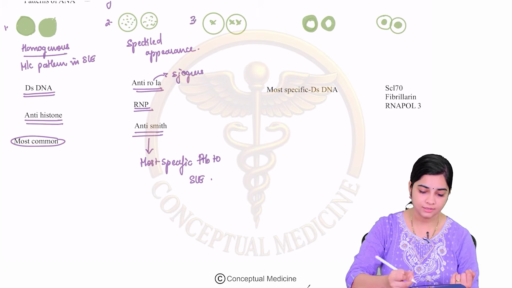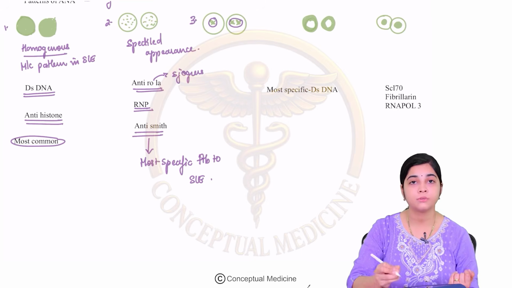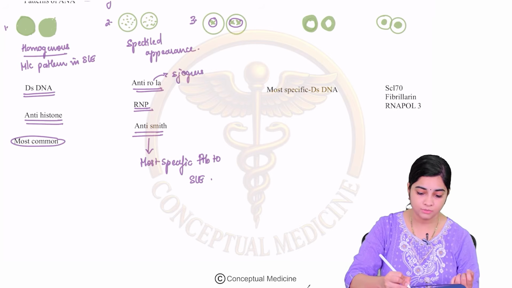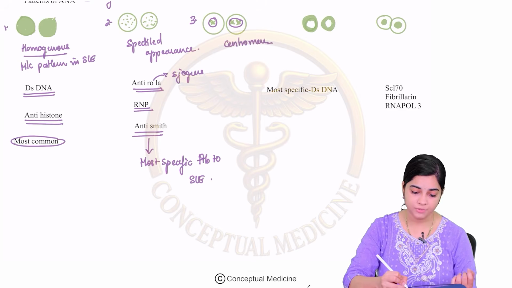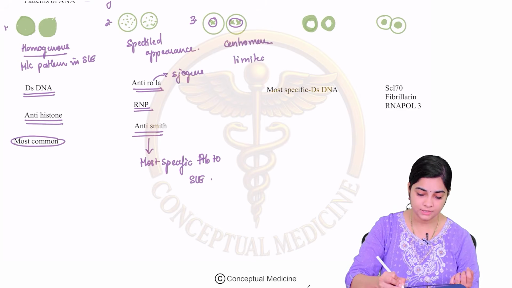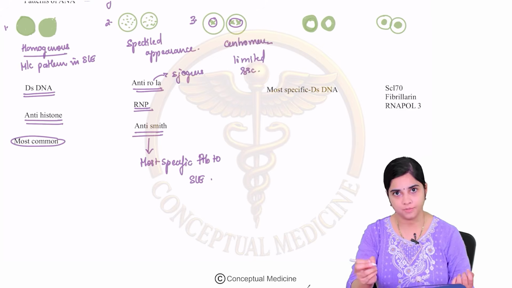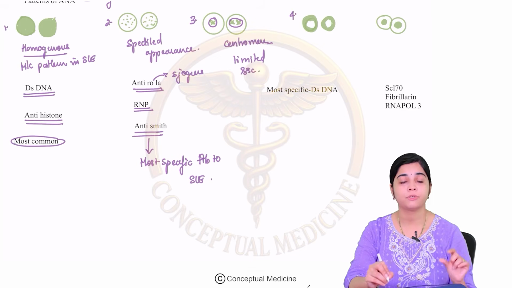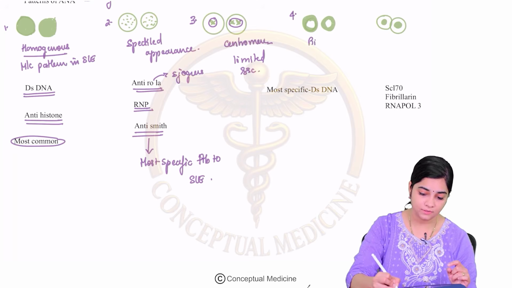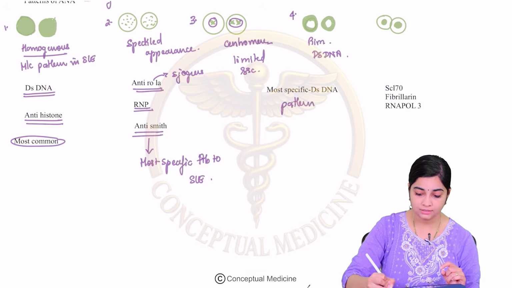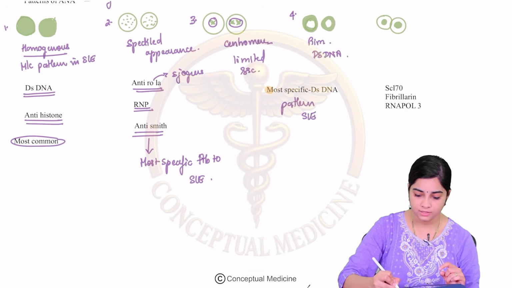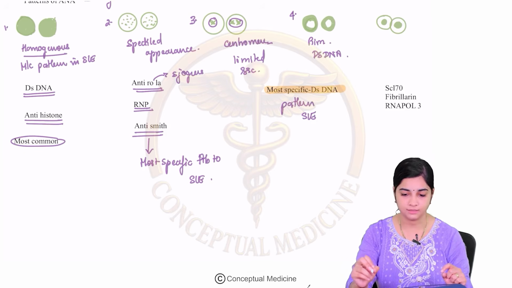Then the third pattern of ANA, you can see that there are mitotic spindles and only they will have a fluorescence, and this is what we call the centromere pattern, which is seen in limited systemic sclerosis, limited scleroderma. Then fourth, you will have a fluorescence only around the rim, and this is called the rim pattern, which is associated again with dsDNA, and this is the most specific pattern in SLE.